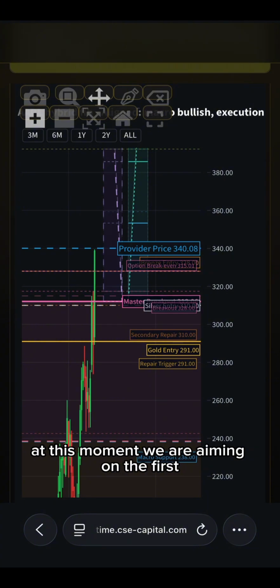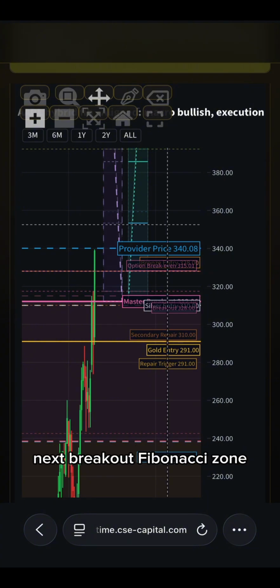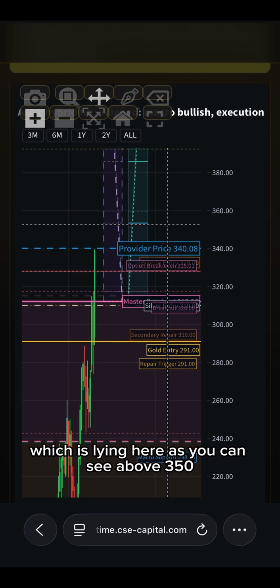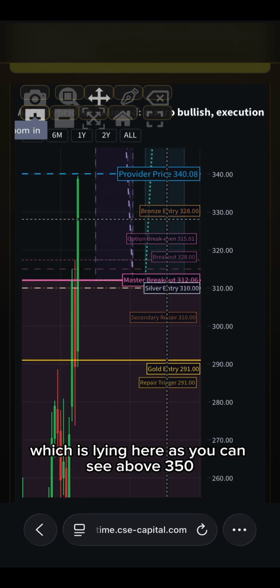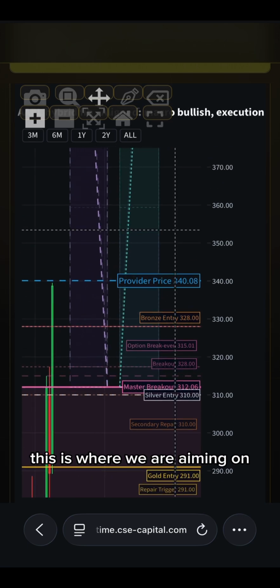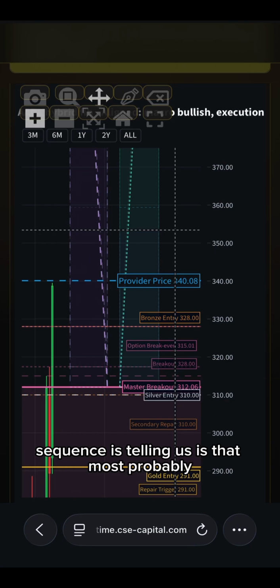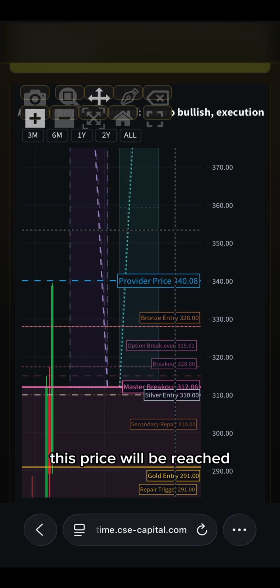At this moment we are aiming at the first next breakout Fibonacci zone, which is lying here, as you can see, above 350. This is where we are aiming, and what the Fibonacci sequence is telling us is that most probably this price will be reached because we are within this zone.